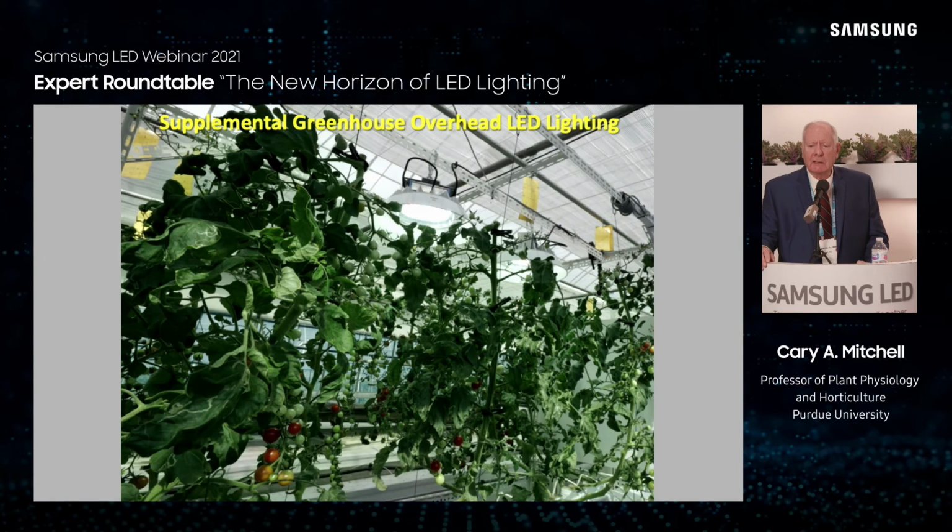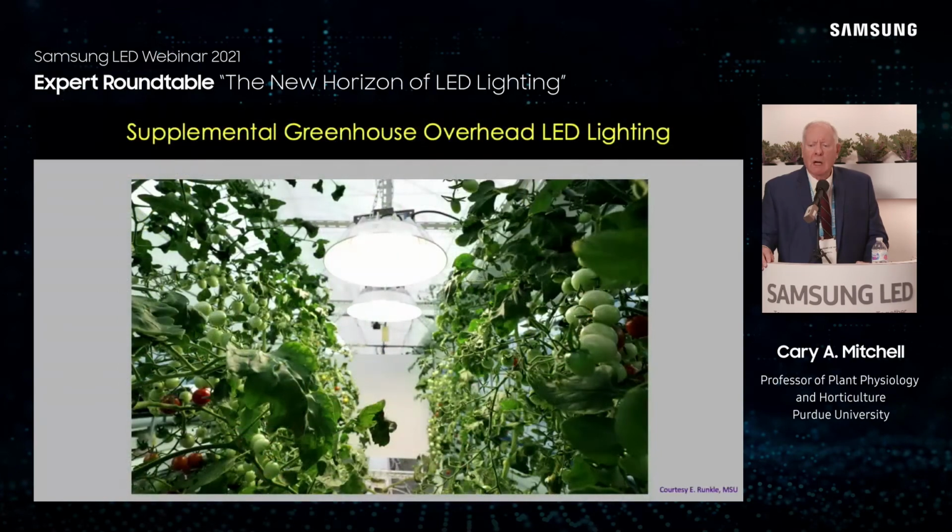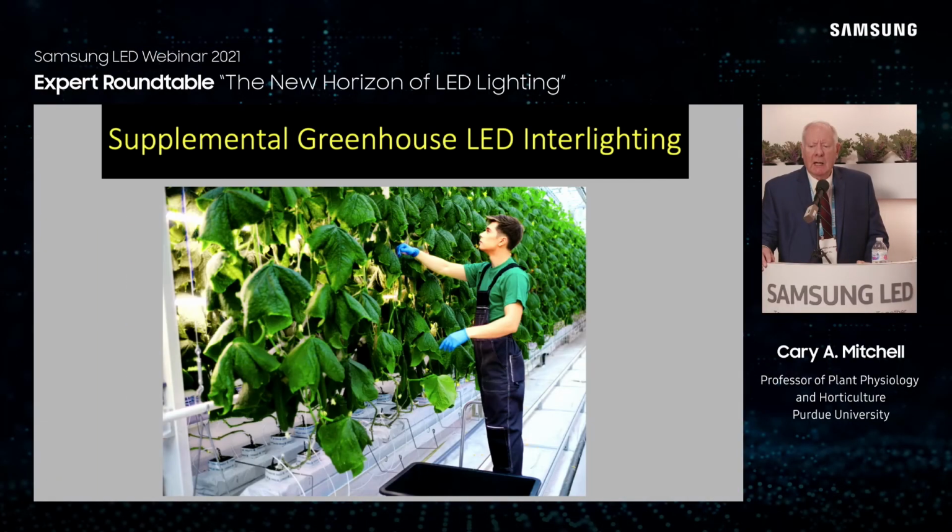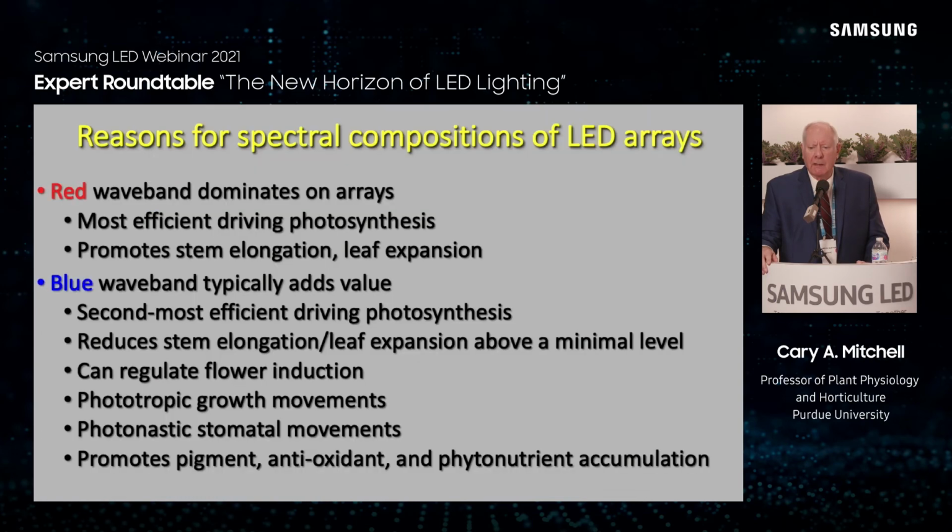A couple of shots of overhead supplemental lighting of high wire tomato in greenhouses, as well as interlighting of a cucumber crop in the greenhouse. Interlighting or intra-canopy lighting is where you put the light right into the canopy, and they are cool enough that you do not have to worry about scorching the crop. That's the great thing. So for crops that are mutually shading, they have layers of leaves, you can put the interlights or intra-canopy lights right in there.